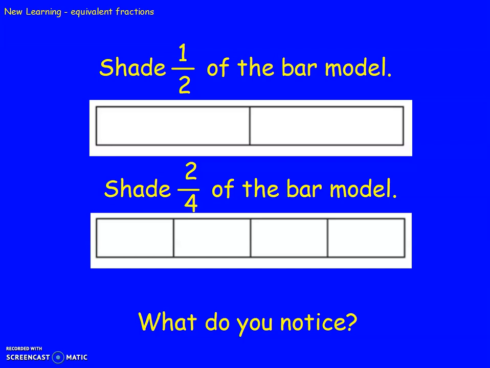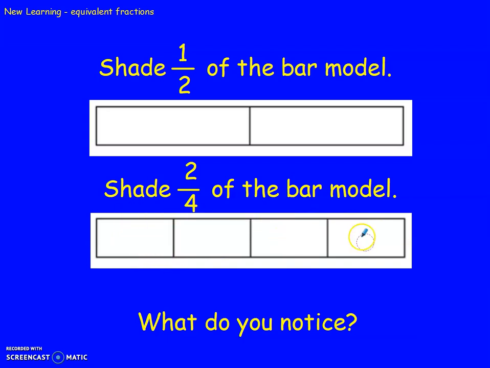Okay, today we're going to be looking at equivalent fractions. Equivalent means the same as, so it's equal to. So let's take a look. We have 2 bar models here. This first bar model is split into 2 equal parts. So the denominator is 2. In this shape, the bar model is split into 4 equal parts.